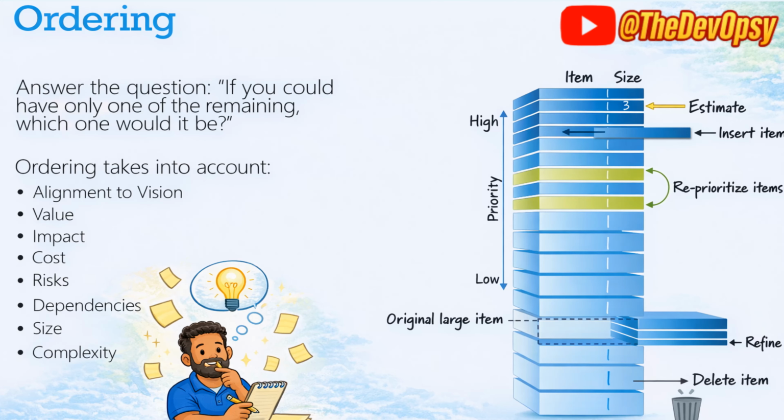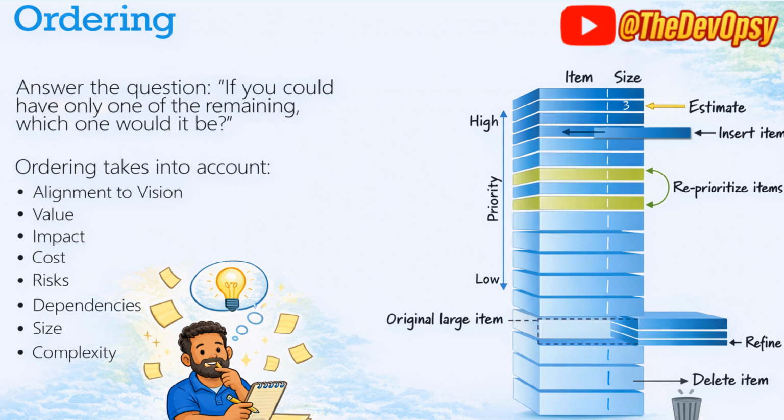On the top, it will have only one thing. If you could have only one remaining thing, what would it be? So that will go on the top. Then out of the number of items right now in the bucket, what would be the most important thing? So on, you will estimate that, order that particular backlog. Let's come to ordering. So what is ordering, right? What would it be? So that is the kind of definition of ordering.